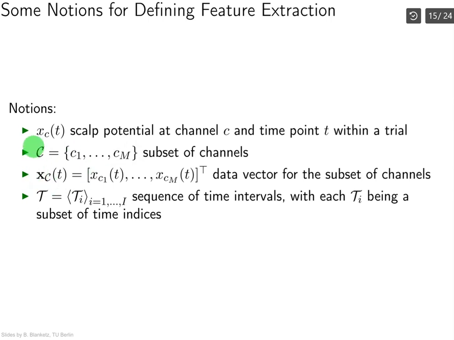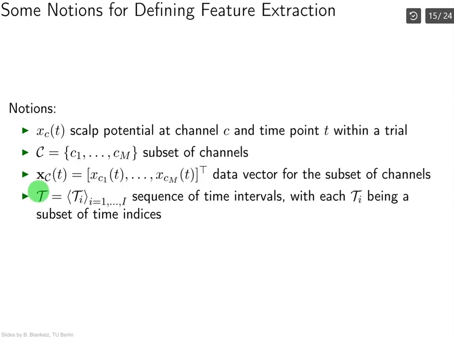While here, we use the boldface x and then the subset of channels C at t to represent the data vector for selected channels, for M channels. This is one way to represent data vector from EEG, usually the amplitude values.